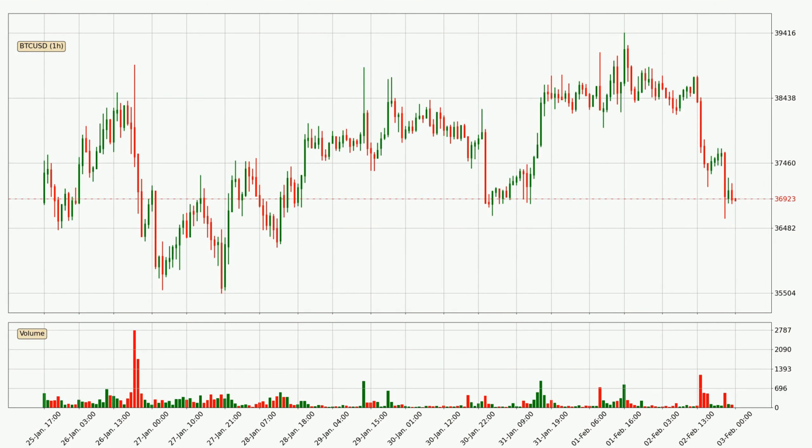Looking at the Bitcoin hourly time frame, the price moved quickly to the downside with around 4.3% in the last 24 hours, with a current price of 36,923. The volume was also high, showing that this move was strong and the sellers are taking over.